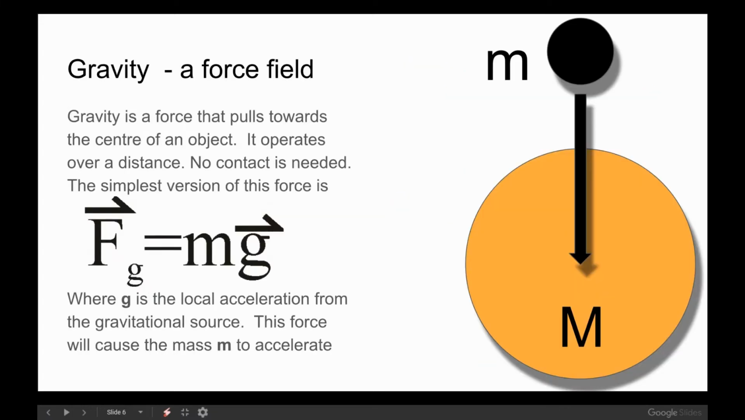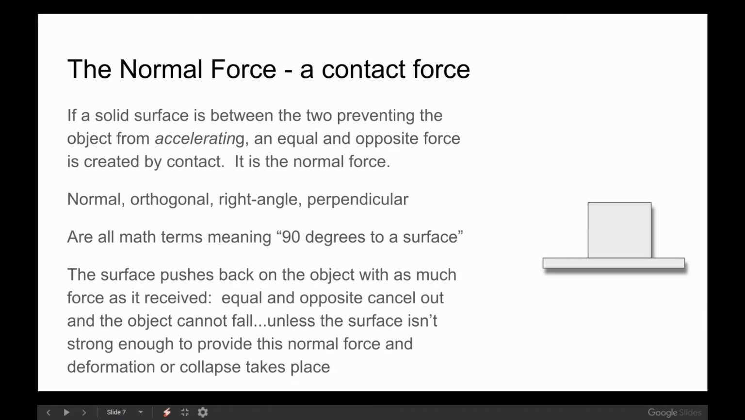Gravity is a force field. What this means in practice is you do not have to touch an object to feel its gravity. You do not have to touch a magnet to feel the magnetism. But friction is a contact force. You must physically touch the other object to experience friction. So this mass will accelerate towards the Earth whether or not it touches the Earth.